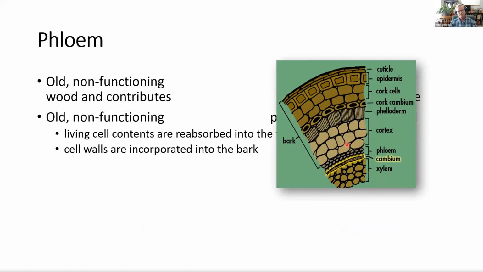So with xylem, there's an annual accumulation, and so you get those growth increments. With the phloem, it's constantly producing phloem tissue, and as it ages out, it's crushed into the cortex where it's reabsorbed and used in the phelloderm, which is going to produce more stuff out here.